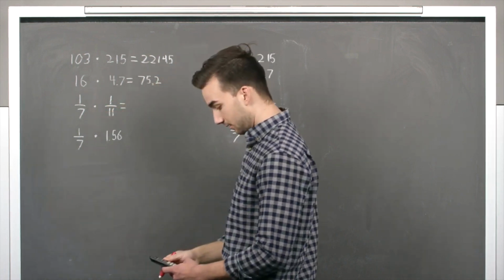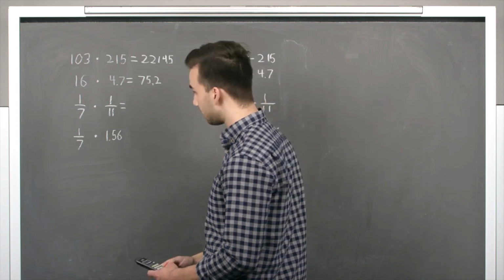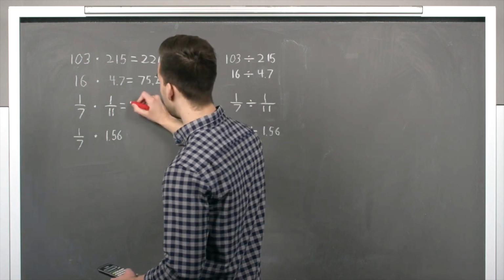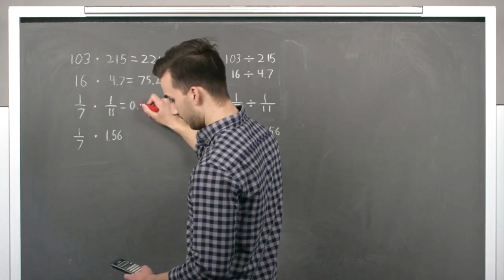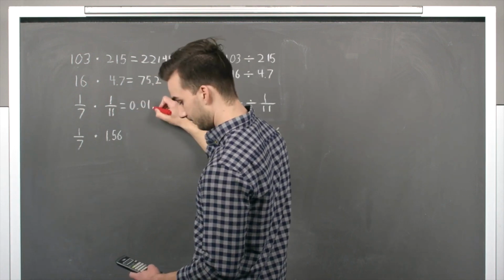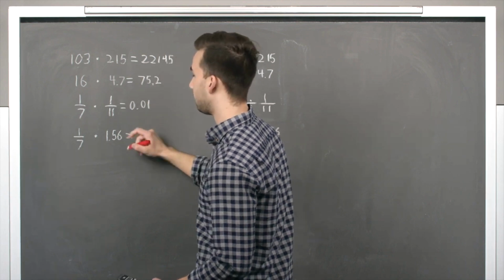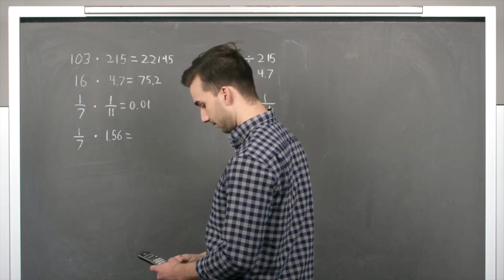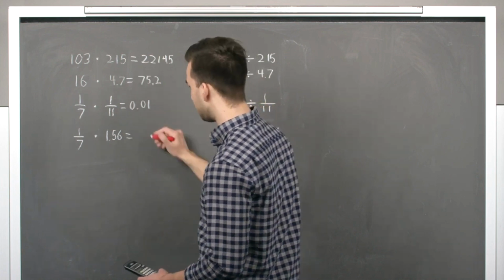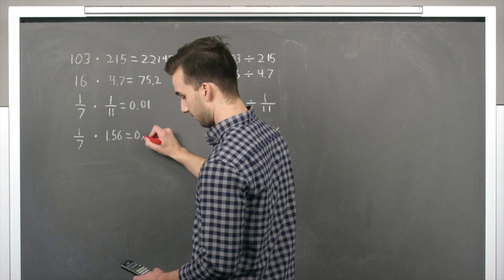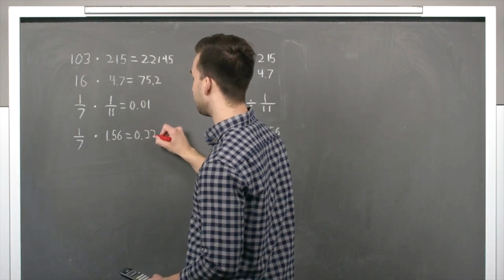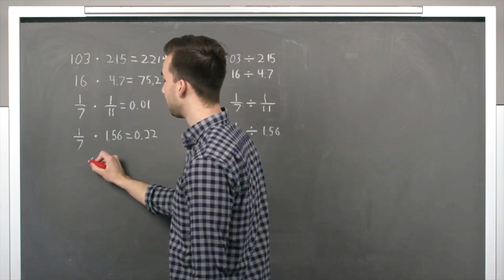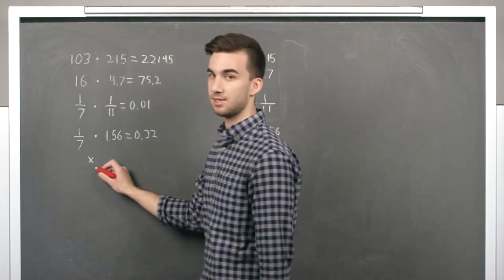And then 1 divided by 7 times 1 divided by 11 gives us 0.01. And then 1 divided by 7 times 1.56 gives us 0.22. Now, if you notice, also, we don't have our normal x multiplication symbol.